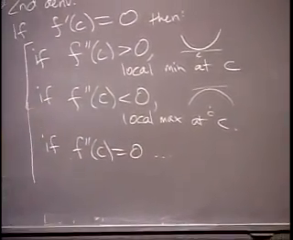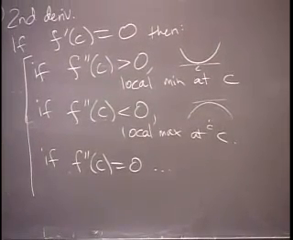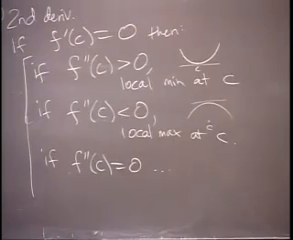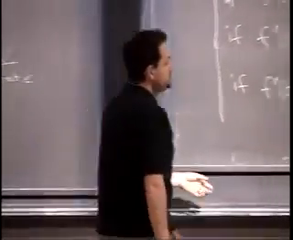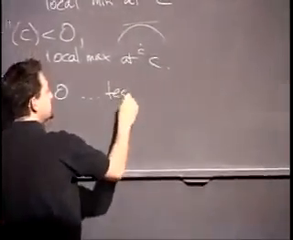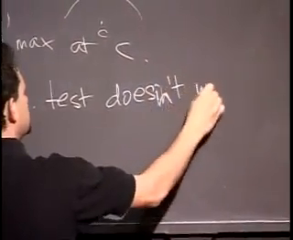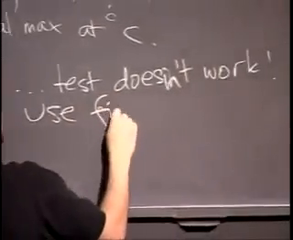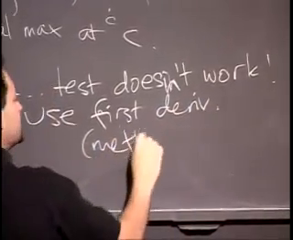You might think, and many students do think, that you therefore get a horizontal point of inflection, but it's not true. You may get a horizontal point of inflection, but you may not. This test does not work. Use the first derivative instead. That's the first method, method 1, that we just looked at.